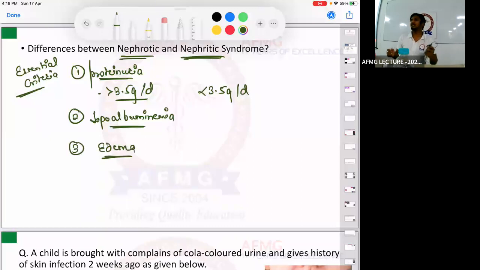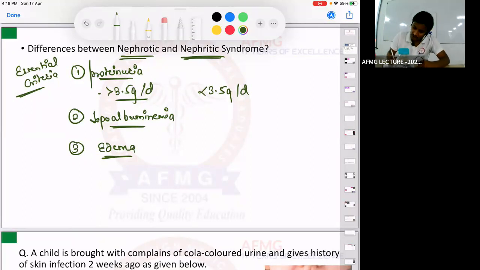So edema is usually seen in cases of nephrotic syndrome, right? It can be generalized edema, पूरी body सूजी हुई होगी. Generalized edema is called as anasarca. In question they will mention anasarca. Don't get confused. Generalized edema is called anasarca, and it is a feature of nephrotic syndrome.